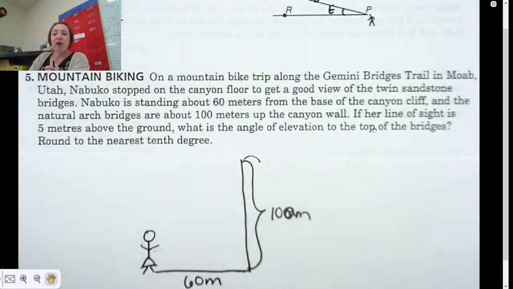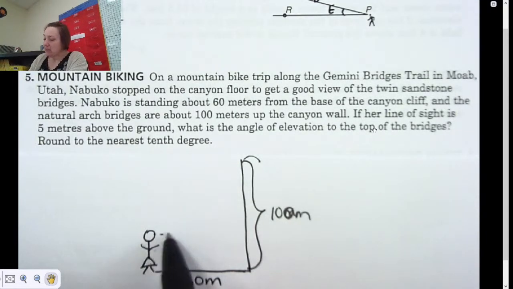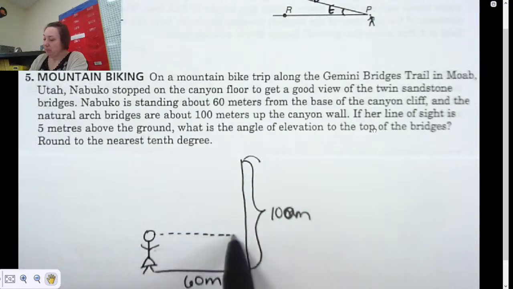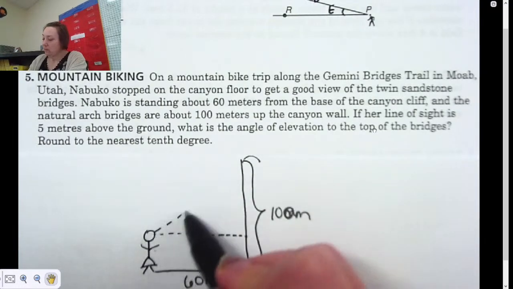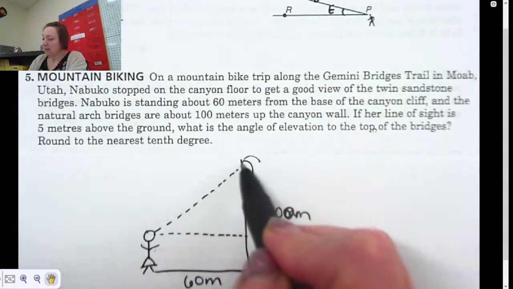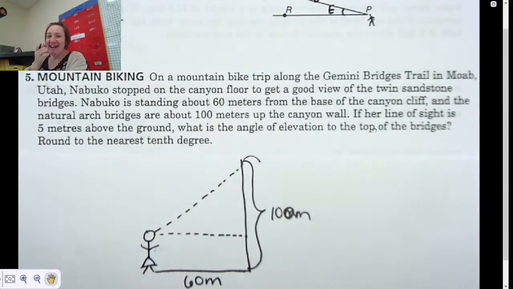Now it says her line of sight is 5 meters above the ground. So that means her line of sight is like this, right? I don't see how she's 5 meters tall. I am so glad you pick up on this thing. Okay. Do you know how tall 5 meters is? Pretty big. No, so it's more than 15 feet.